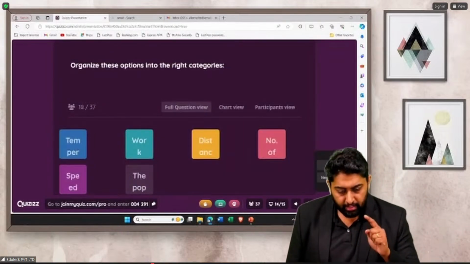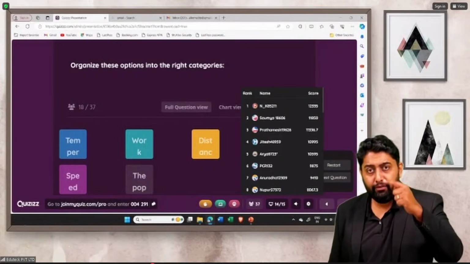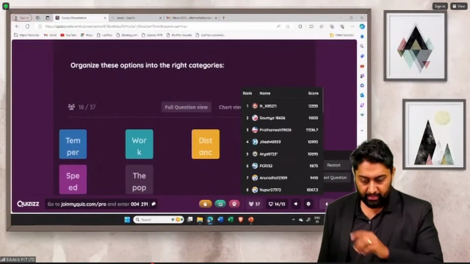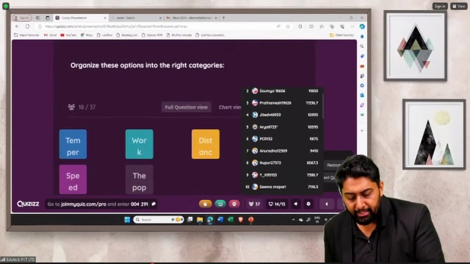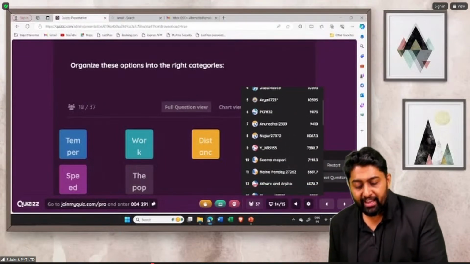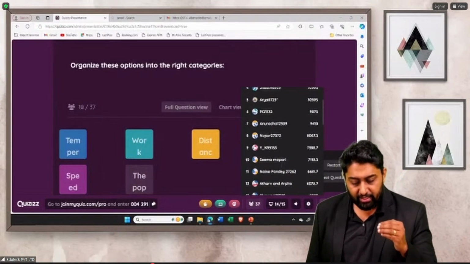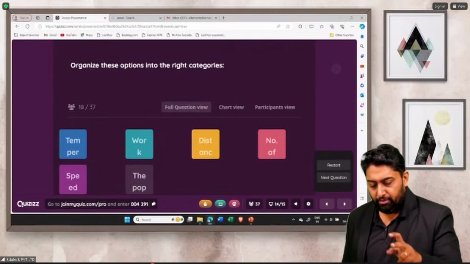Now I'll just read out whatever the positions are for the first 10 because there is a chance जहां पे वो change हो सकता है. Neha is at the first spot. Soumya second. Prathamesh third. Jitesh fourth. Arya has climbed up fifth. PCR sixth. Anuradha ji seventh. Nupur eighth. Yogita ji ninth. And Seema ji is at the 10th position.